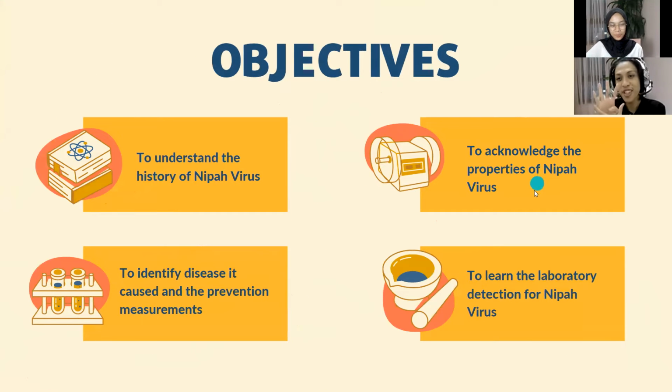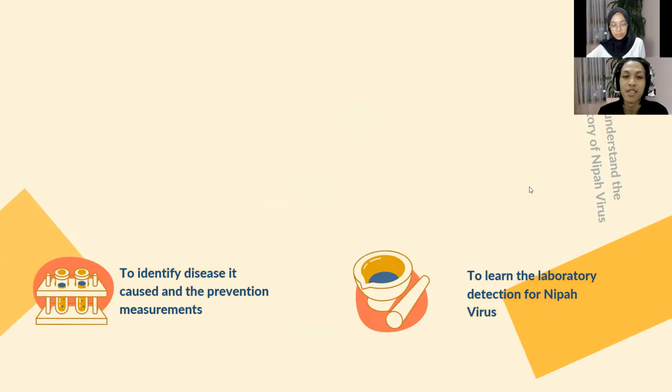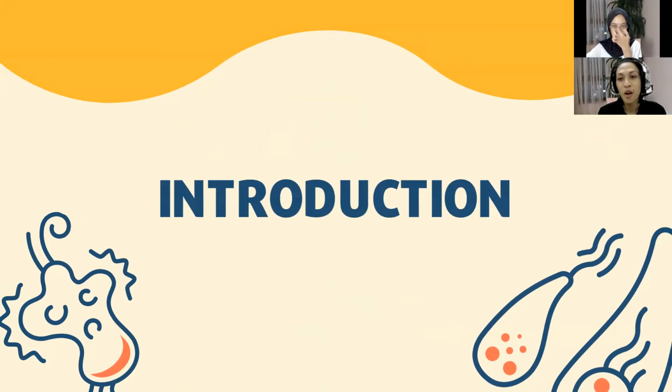So there are four objectives of our presentation on Nipah virus. Firstly, to understand the history of Nipah virus. Secondly, to acknowledge the properties of Nipah virus. Thirdly, to identify the disease it causes and the prevention measures. And last but not least, to learn the laboratory detection for Nipah virus. Next slide. So, firstly, we are going to talk about the introduction.